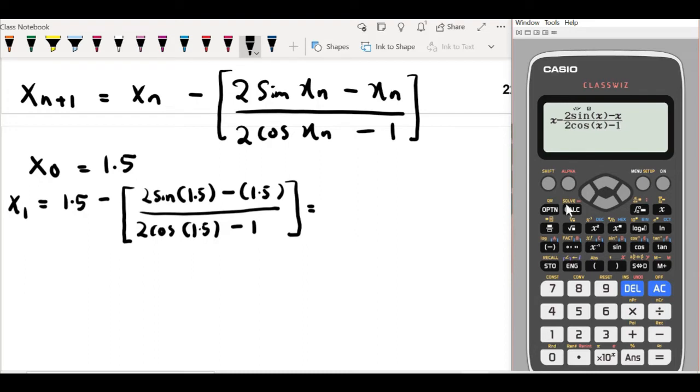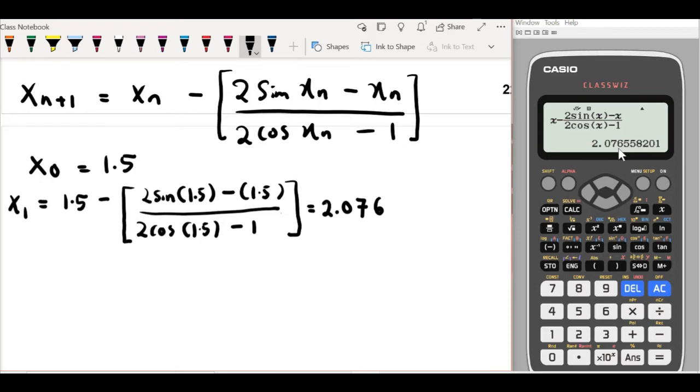Okay, now we may start calculating the value. Just press the CALC button here. They will ask the value of x we want to compute. Our initial value just now is 1.5. Here I compute 1.5 and then equal, double equal. Now we obtain the first value of x, which is 2.07655.